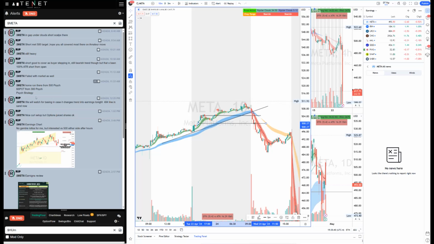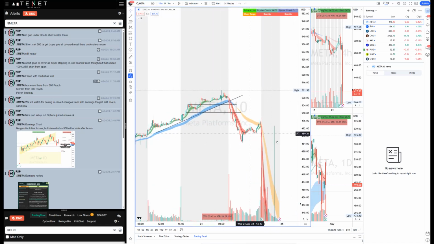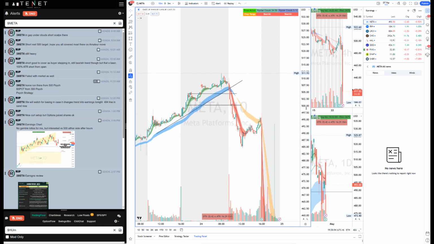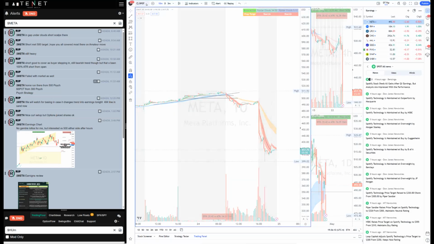490 target, and look at where Meta went, to 485s, right? So that was just so good. Meta tried to curl again, it did not give us enough curl. It tried to push 492s and then it faded. And then I'll discuss the Meta earnings trade in the end, so you can just skip to the end and we'll discuss that. So next one we're going to discuss is SPOT.